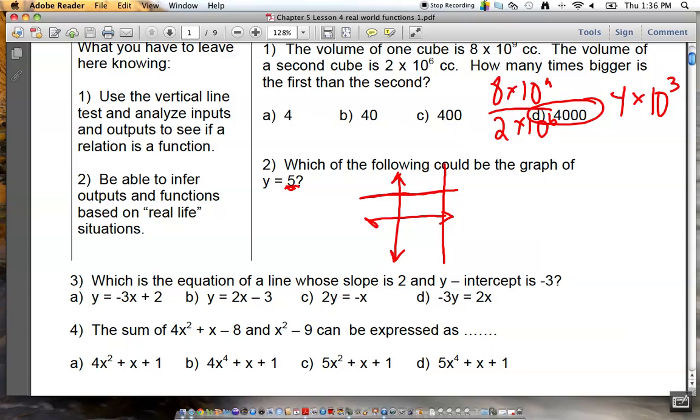Which is the equation of a line whose slope is 2 and whose y-intercept is -3? That would be y equals 2x minus 3, which is choice B. Next, the sum of. That means I have to add up my like terms. What's 4x squared plus another x squared? 5x squared. So I know it's not A or B, and I know it's not D. It's got to be choice C. If I keep adding them up, the rest of it works out too.